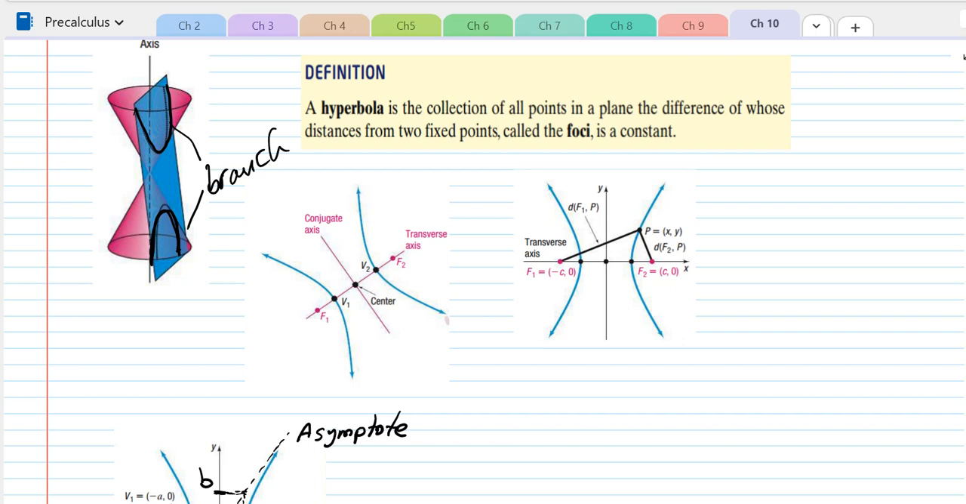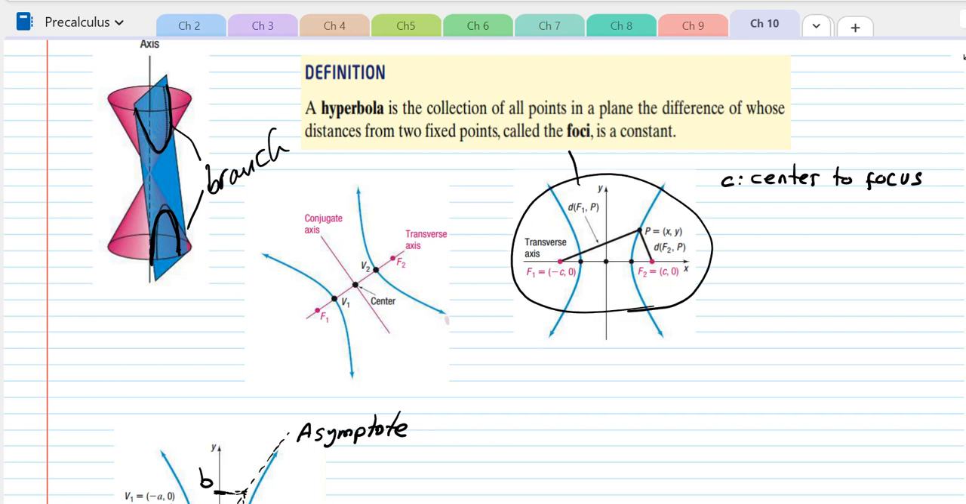C, like before, is the distance from the center, measured from center to focus. Center to focus. And like the ellipse, A is the distance from center to a vertex. But this is just to clarify the definition of the hyperbola. Now, the center of this hyperbola, that's the center, is going to be here. Okay. And you have your two foci.